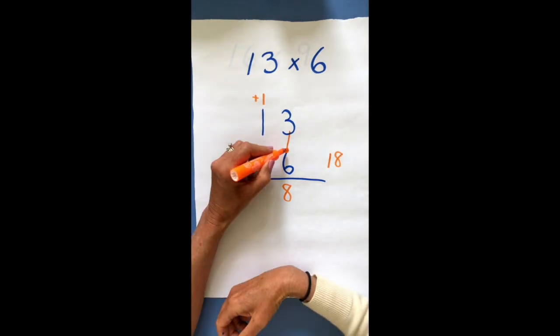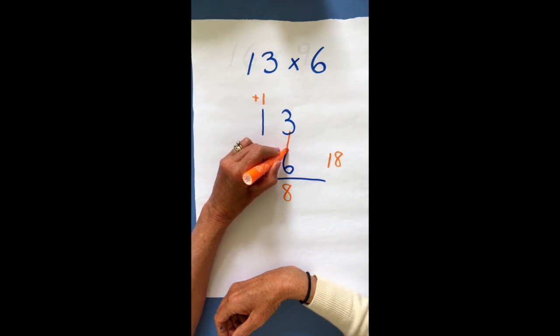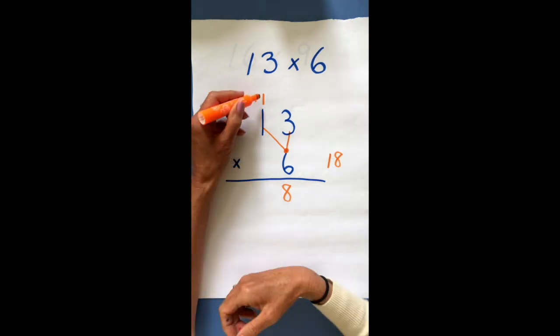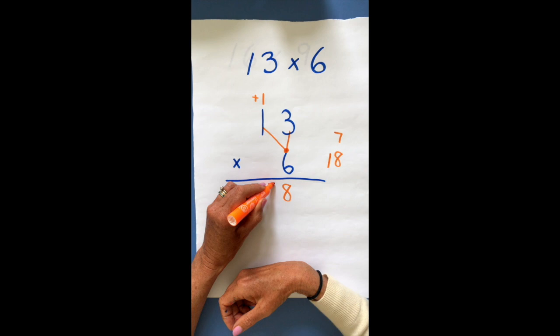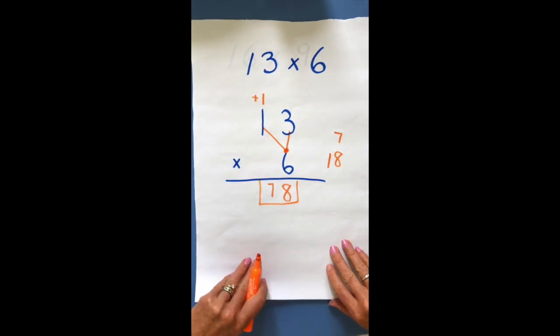Next, I'm going to make the second part of my V. So I'm going to say 6 times 1 is 6. And then I'm going to add one more to that, which is 7. The answer to that one is 78. Now I'm going to do the next problem.